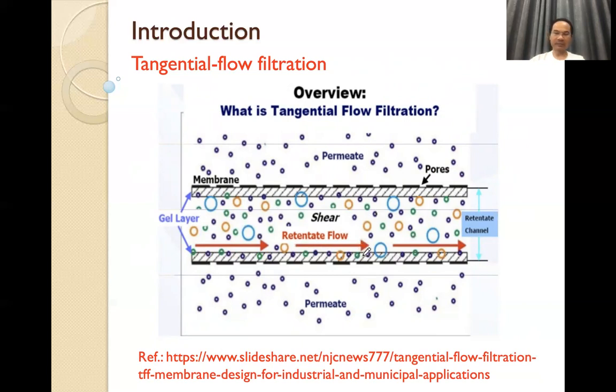If the feed flows across the membrane, the solute or solvent that can pass through the membrane pore, we call the permeate. The output that cannot pass, we call the retentate. Retentate is the solvent and solute that cannot pass through the membrane.